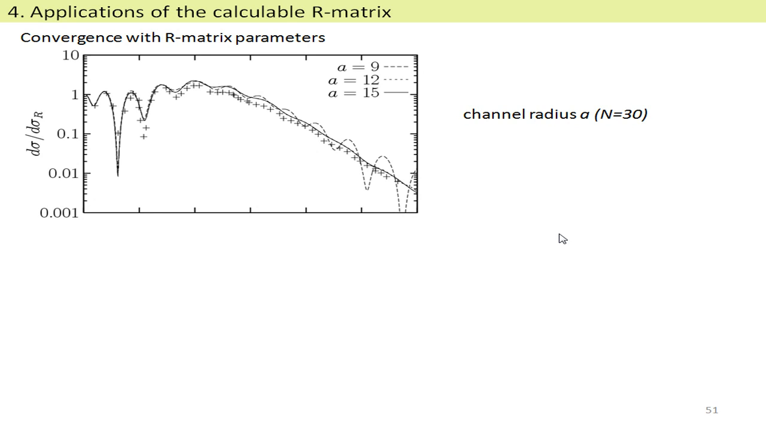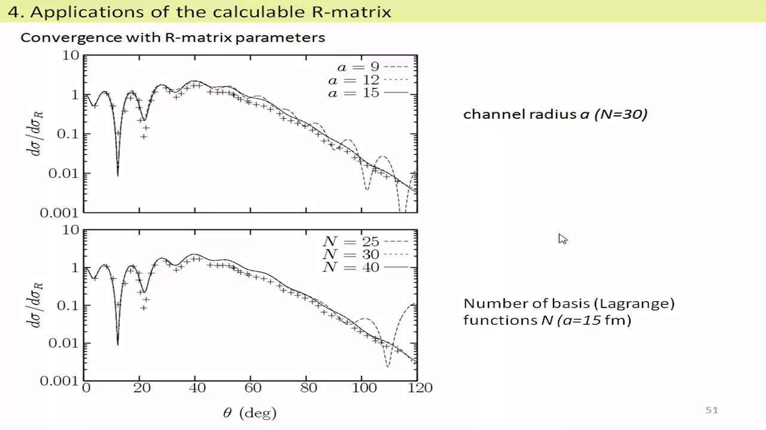Okay, so this is consistent with the potentials I've shown before. And here, the channel radius is fixed to 15, and I change the number of basis functions, 25, 30, 40. You see that 30 and 40 are almost identical, but 25 is different here. And again, this is as expected. 25 basis functions is not large enough to reproduce the internal variation. So here you see that 30 is a good choice.